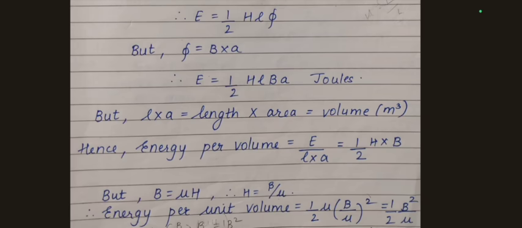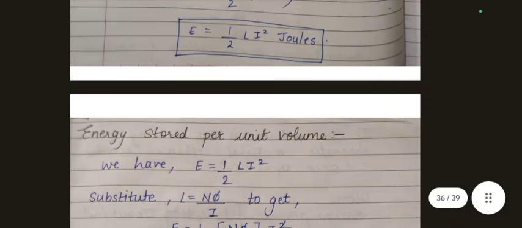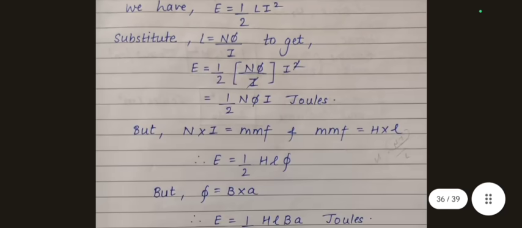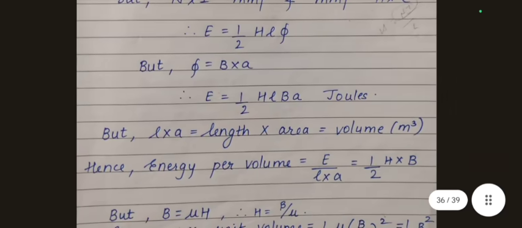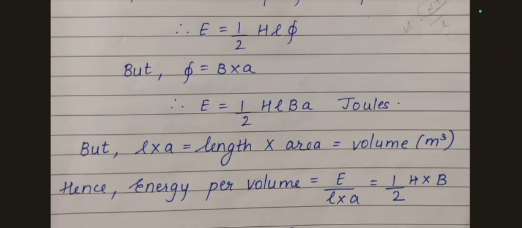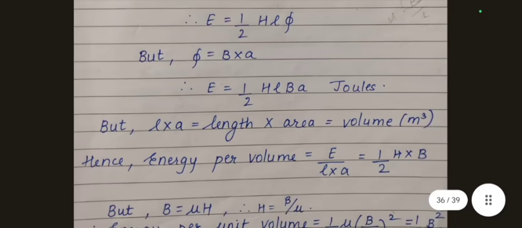Now here we have to find out what is the topic. See, energy stored per unit volume. So we found out energy, but per unit volume is also important. So in E is equal to 1 by 2 HL into BA, L and A together is nothing but volume. So we will just replace it and take it to the left hand side. So it will get divided and we will get energy per unit volume. Remember, okay.